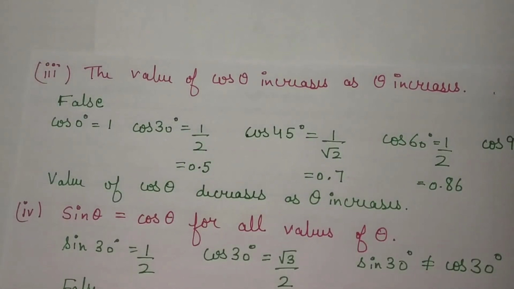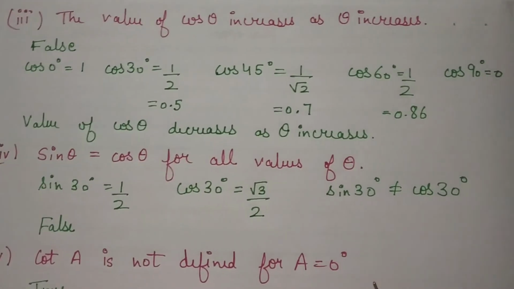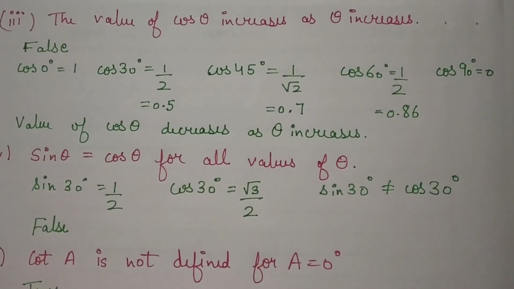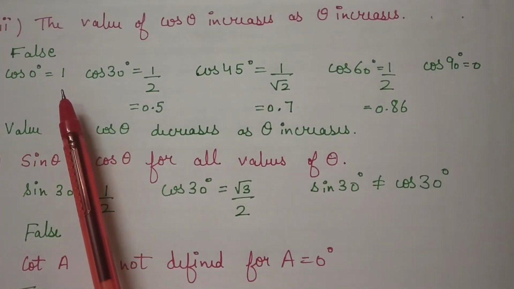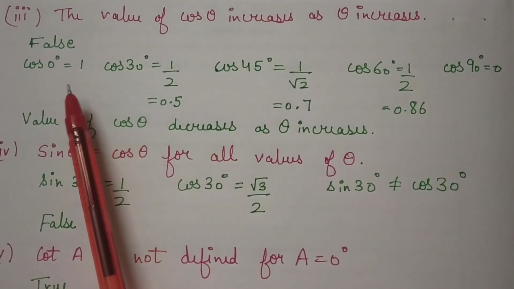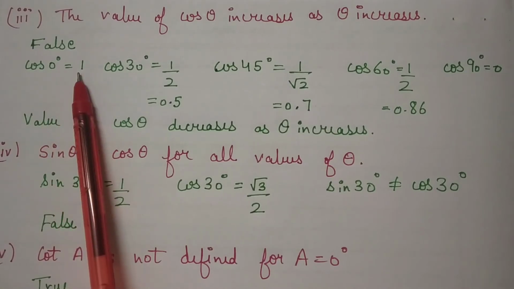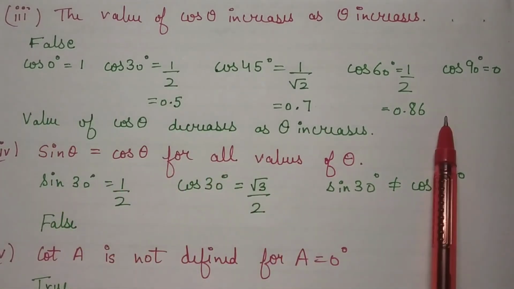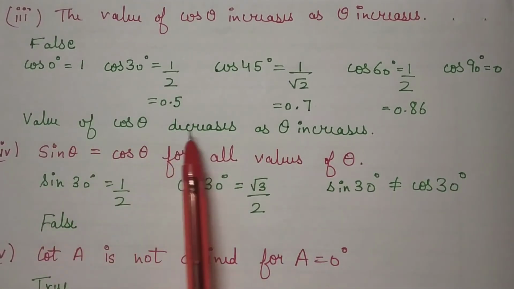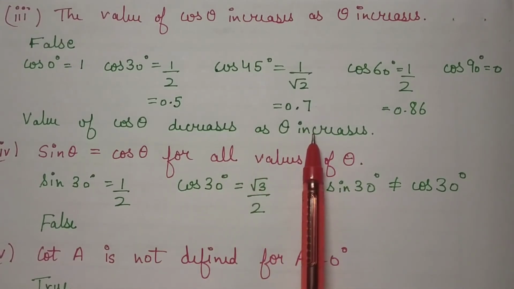Now the third part, the value of cos theta increases as theta increases. This is false, because you can easily see if you have learned the row of values of cos. At 0 degree it is 1, then 1 by 2, it is decreasing. So the value of cos theta decreases as theta increases.